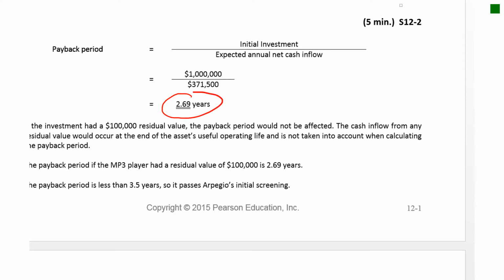And the other part of the question was talking about the residual value of the investment. Well, in this case, it wouldn't be affected because it comes after the 2.69 years. So you can basically ignore it. And it does pass their initial screening test, which is 3.5 years. So this might be an acceptable project.